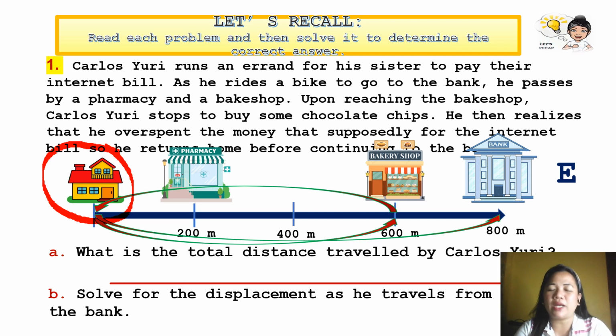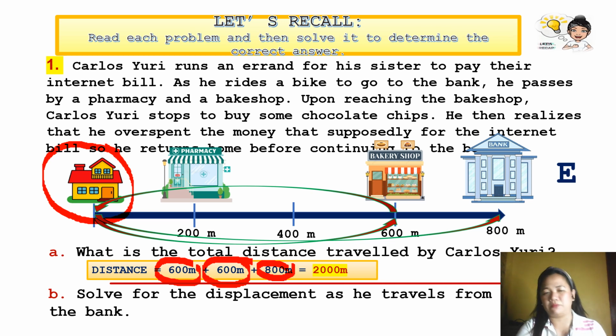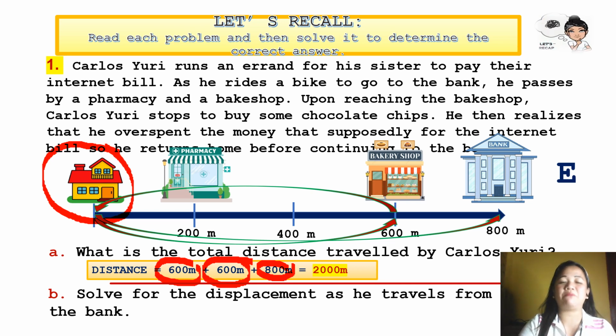Since we're talking about distance, anong gagawin natin? Of course, we have to add. Si Carlos Yuri, nag-start siya sa bahay, from bahay to bakery, that is 600 meters. From bakery going to bahay, it's another 600 meters. From bahay going to bank, it's 800 meters. Since we are talking about distance, you have to get the sum of the entire thing. If you're going to add 600, 600, and 800, the total distance traveled is 2000 meters.